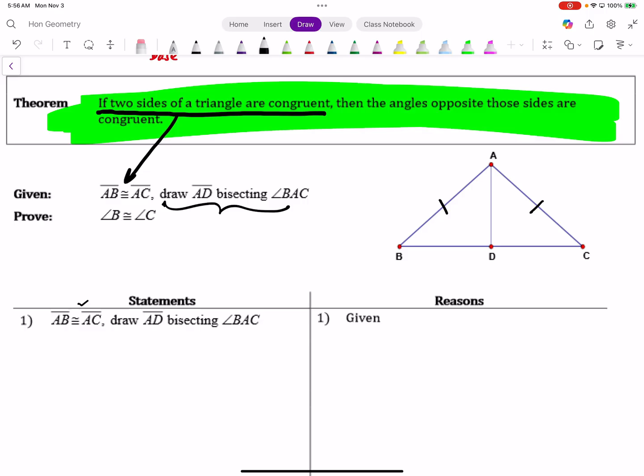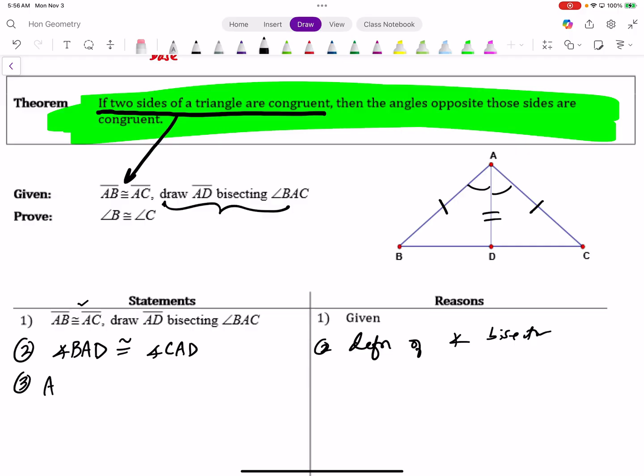Okay, so took care of that, marked it up. If that segment bisects that top angle, which would be the vertex angle, then we know this is congruent to this, and we'll go ahead and say that. So we know that angle BAD is congruent to angle CAD because that is the definition of an angle bisector. We also know that side right there is congruent to itself by the reflexive property of congruence.